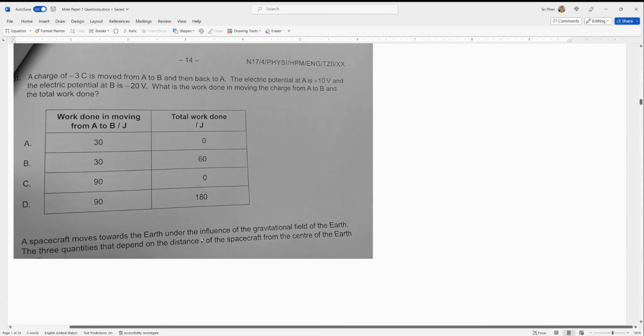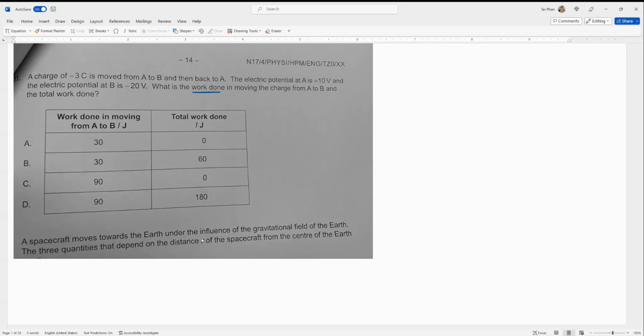Okay. The next one: a charge of negative 3 C is moved from A to B, then back to A. The electric potential at A is 10 volts, and the potential at B is minus 20 volts. Find the work done in moving the charge from A to B, and the total work done. Firstly, the work done to move the charge from A to B is equal to the charge Q multiplied with the potential difference between A and B.